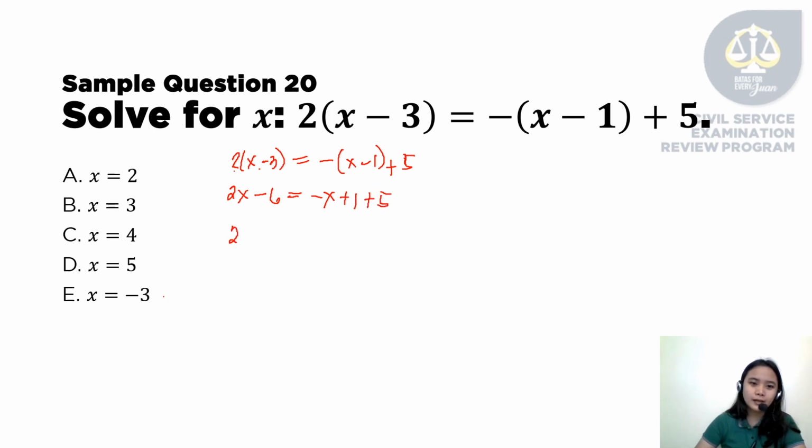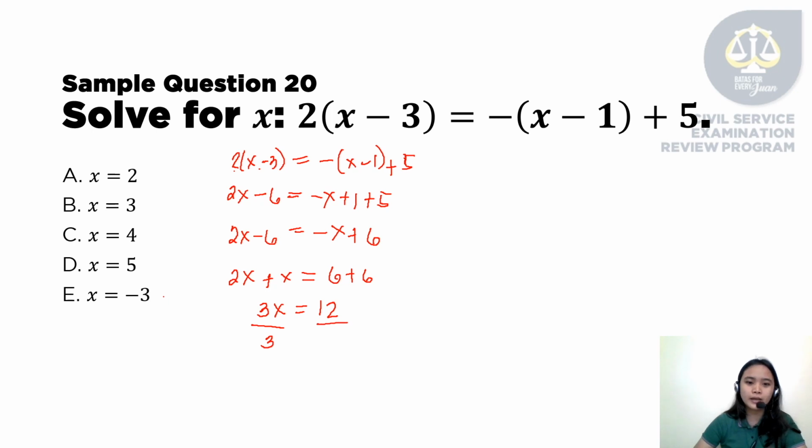So, simplify lang natin. 2x minus 6 is equal to -x plus 1 plus 5 is 6. So, lipat natin ng may x sa left-hand side, lahat ng constant sa right-hand side. So, kopyahin natin yung 2x. Negative x, lipat ko dito sa left-hand side. So, magiging positive x na yan. Is equal to, yung 6 natin dito, plus, negative 6, lipat natin sa kabila. So, magiging positive 6 na yan. So, simplifying 2x plus x is 3x, which is equal to 6 plus 6, or 12.